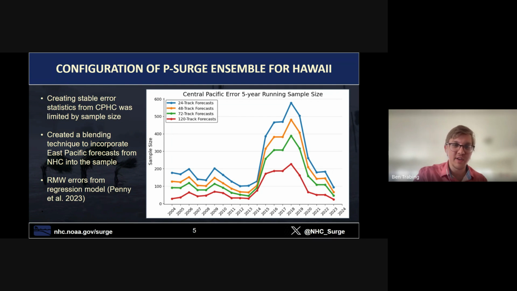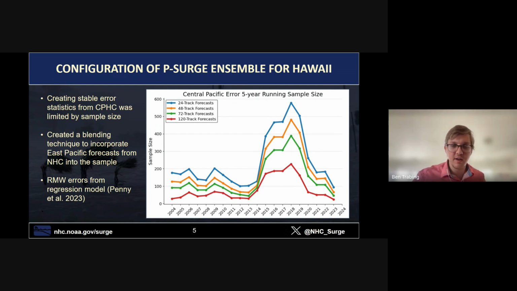We did a little bit of this blending, creating a normalization factor and incorporating them. That was a lot of the front-end work, making sure that our error distributions and the forecasts that we're going to be putting into P-Surge are the best that we can. We were also able to use the RMW errors from the regression model in the Atlantic. We tested some different configurations there, but overall found that the method that Andy developed for the Atlantic actually did better in the Central Pacific and East Pacific compared to the Atlantic.